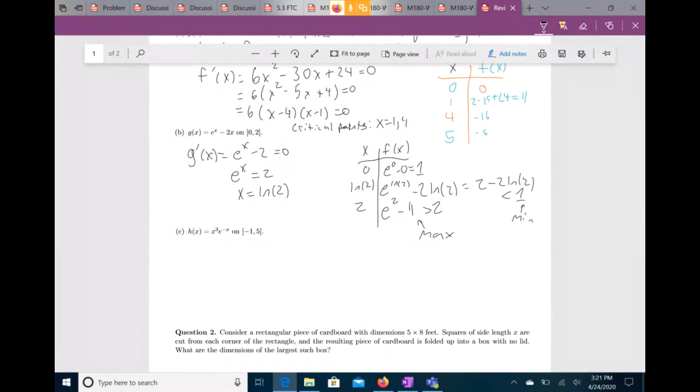This is why you should be clear on what you're saying. Use sentences to say, for example, the maximum value the function takes is e squared minus 4, and this occurs when x equals 2. Word's good.